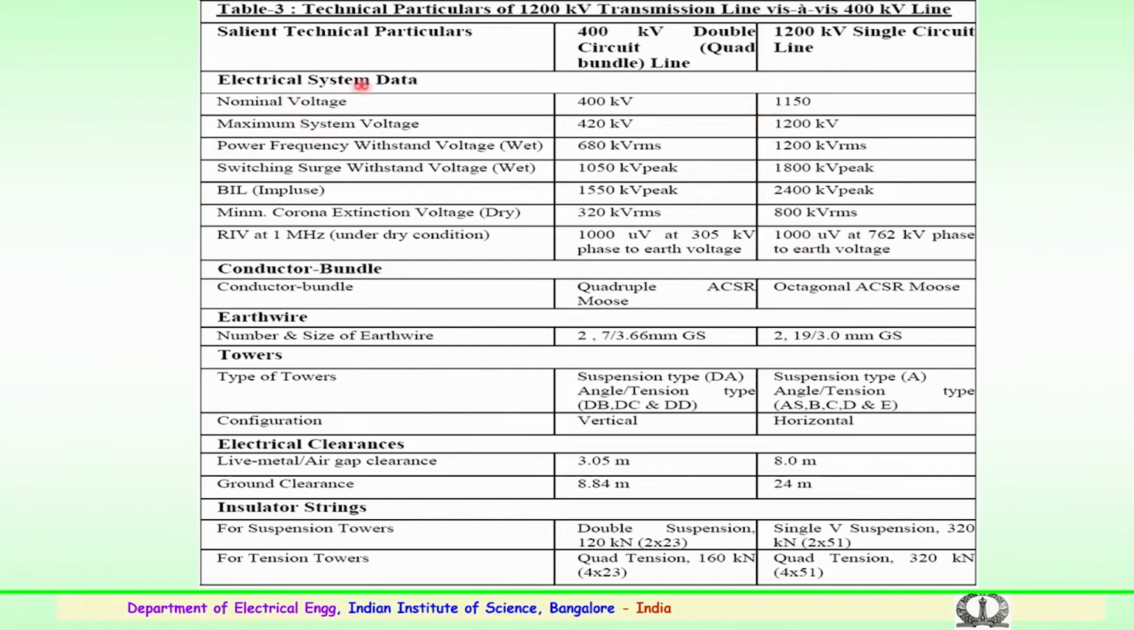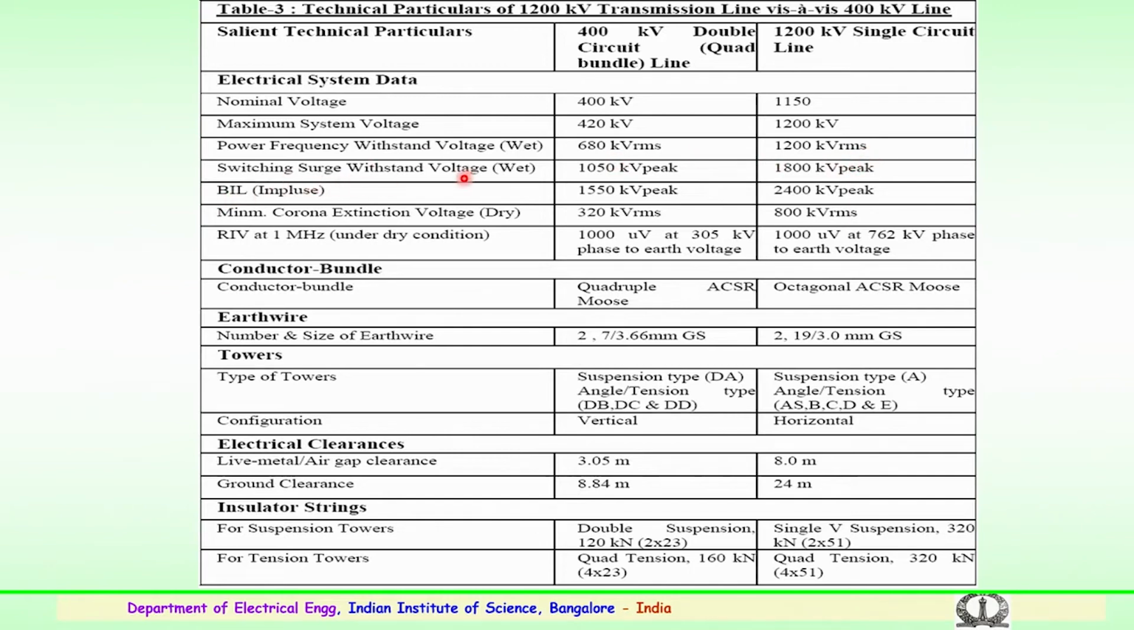Here, in the electrical system data, you see the nominal operating voltage being 400 kV, and here it is 1150 kilovolts. The maximum system operating voltage is 420 kV, and here it is 1200 kilovolts for a 1200 kV system. The power frequency withstand wet, that is during rain conditions, the insulation requirement is 680 kV at 50 hertz, and here it is 1200 kV RMS.